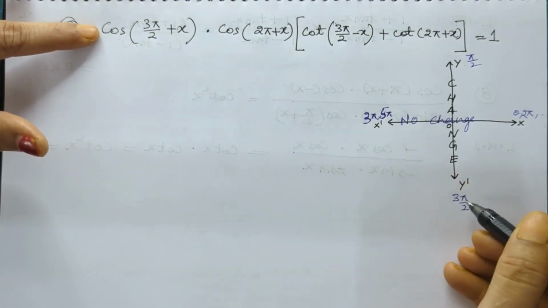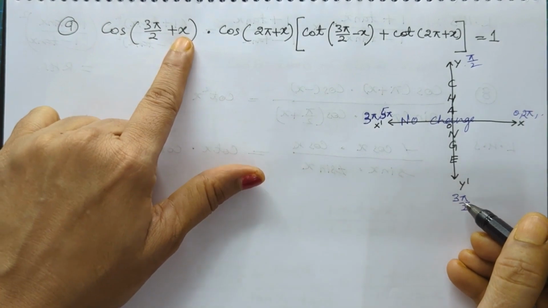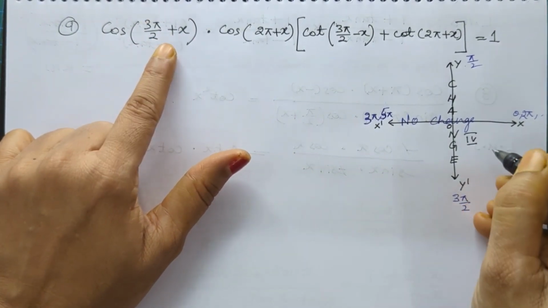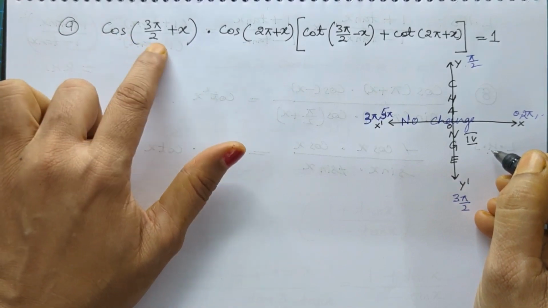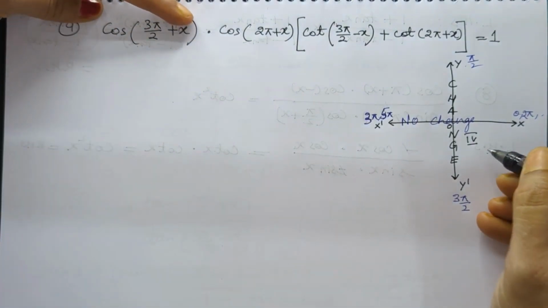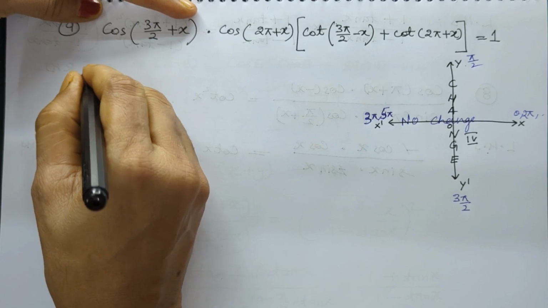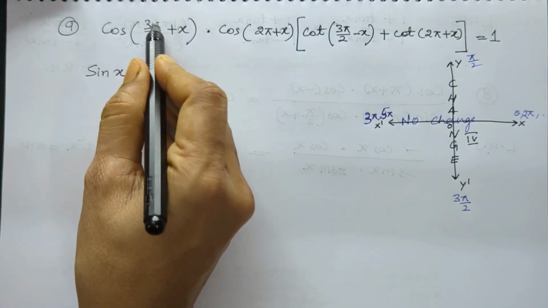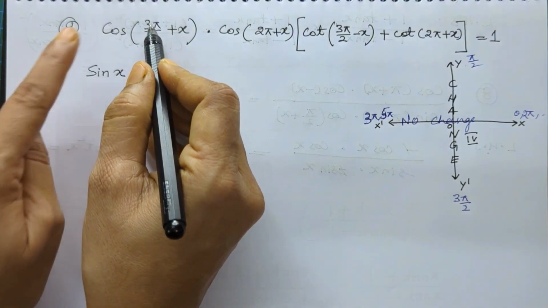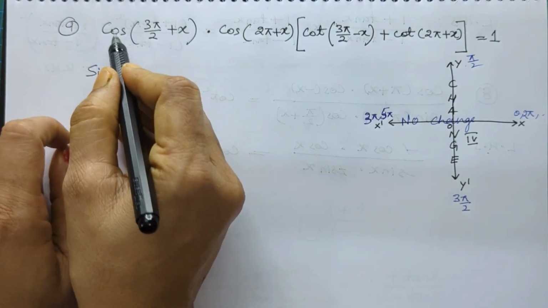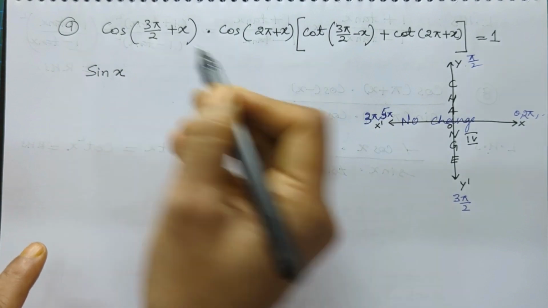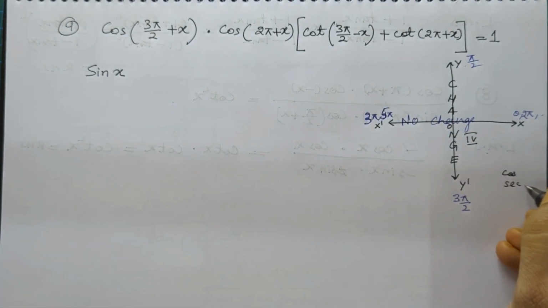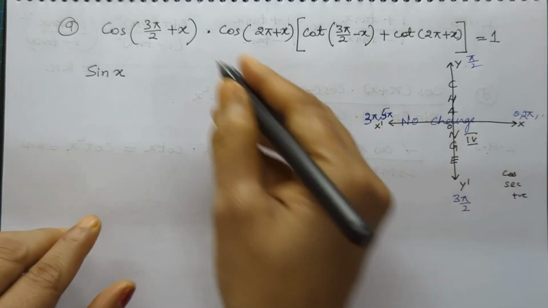So cos of 3π/2 + x. Where is this angle? This angle lies in the fourth quadrant. In the fourth quadrant, cos of an angle is positive. So this remains positive, but this gets converted to sine. So sine of x. With respect to this angle, cos gets converted, and since the angle lies in the fourth quadrant, cos and secant are positive.